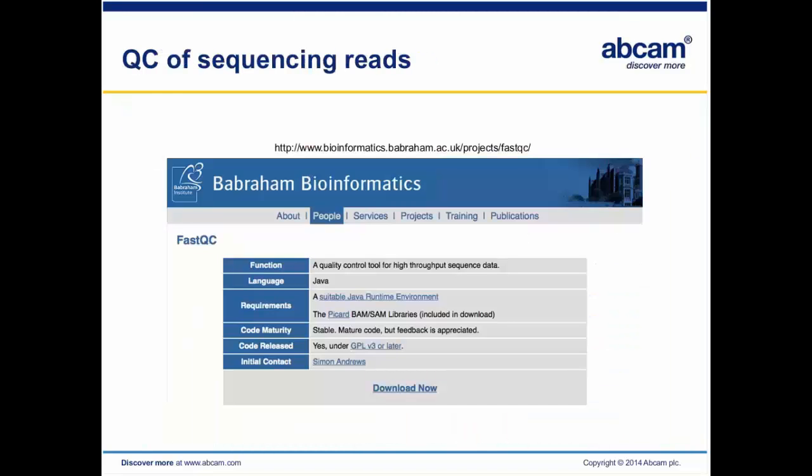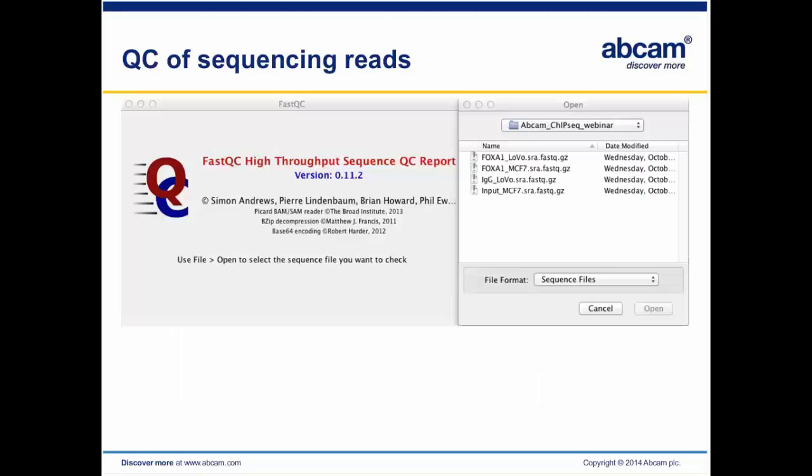Now, we will start with QC of your sequencing reads using a software called FastQC. It is developed at the Babraham Institute, and you can download it from the website indicated on the top of the slide. As you can see here, FastQC can be run interactively, so you are able to locate your sequencing read files and load them into FastQC by simply clicking your mouse.